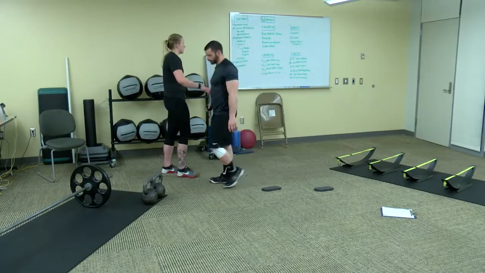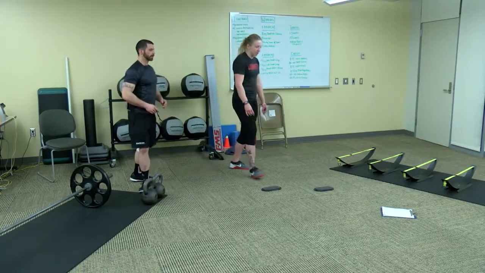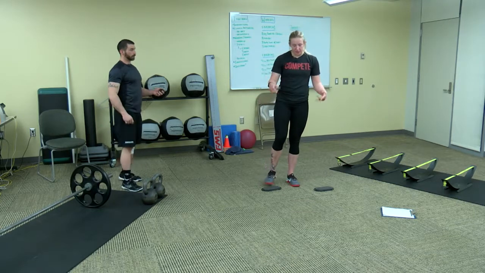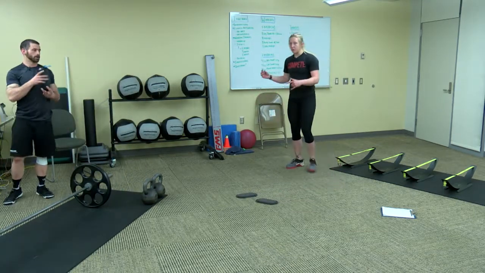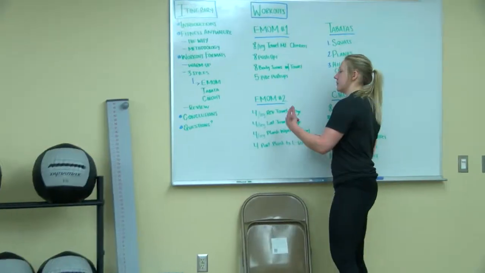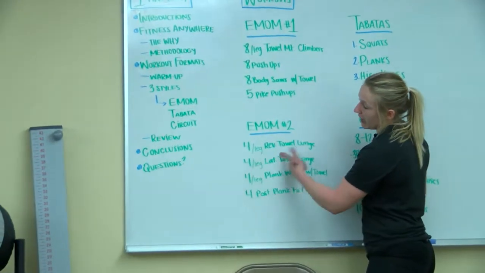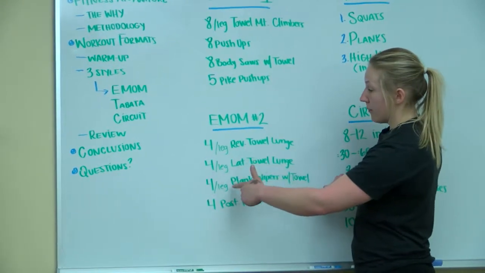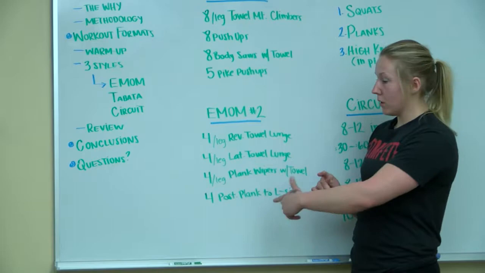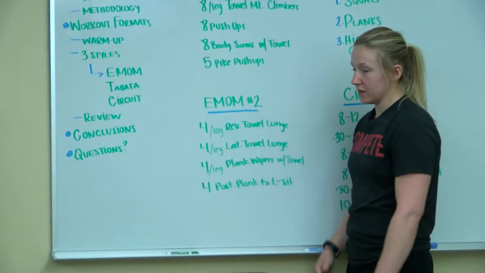Okie dokie. So EMOM number 2, we're using the towel, or valve slides for me, towel for you, a lot with this one. I'll just go over really quickly what the movements are. EMOM number 2 is 4 per leg reverse towel lunges, 4 per leg lateral towel lunges, 4 per leg plank wipers with the towel, and then 4 posterior plank to L-sit.